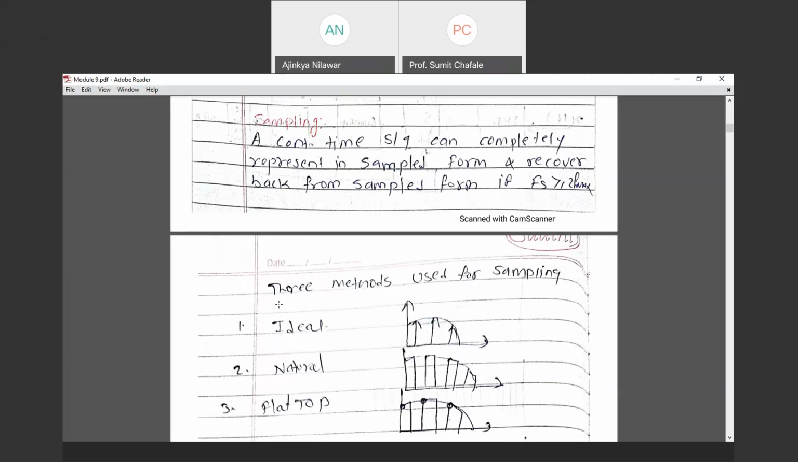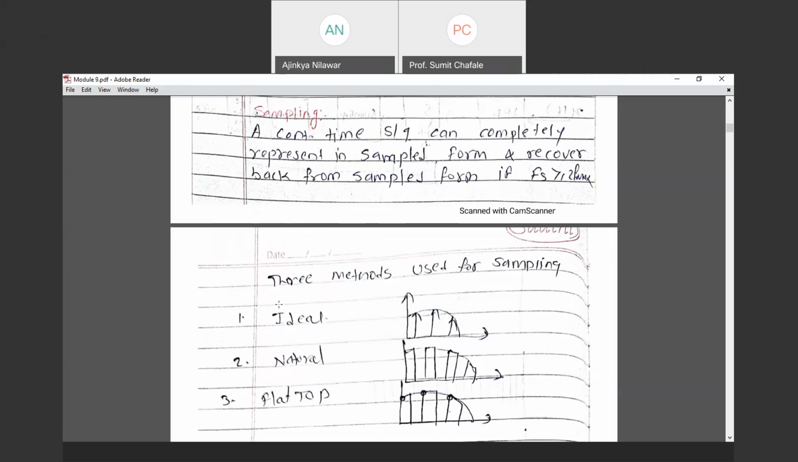So first one is the sampling. The technical definition says that a continuous time signal can be completely represented in sample form and recovered back from the samples if the sampling frequency is greater than twice of f max. What is f max? F max is the information signal frequency.